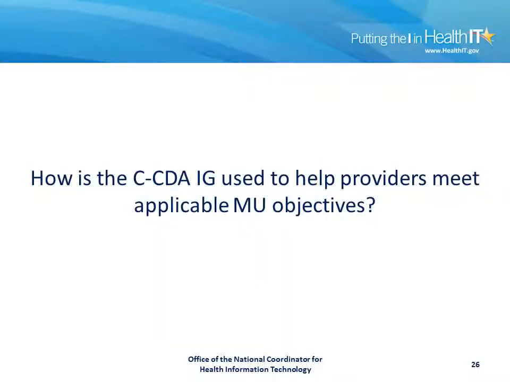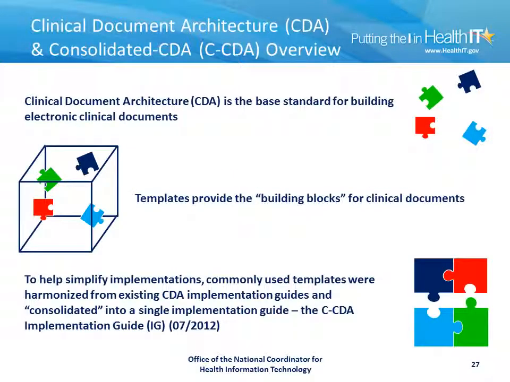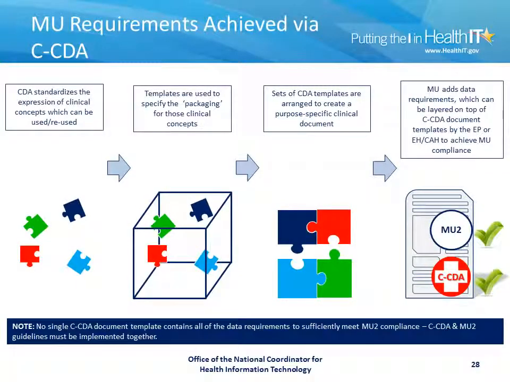So how is the Consolidated CDA Implementation Guide used to achieve applicable meaningful use objectives? CDA is the base standard for building electronic documents. Templates provide the building blocks for clinical documents. To help simplify implementation, commonly used templates were harmonized from the existing CDA implementation guides and consolidated into a single implementation guide, the Consolidated CDA Implementation Guide. CDA standardizes the expression of clinical concepts which can be used and reused. Templates are used to specify the packaging for those clinical concepts. Sets of CDA templates are arranged in a specific format to create a purpose-specific clinical document.